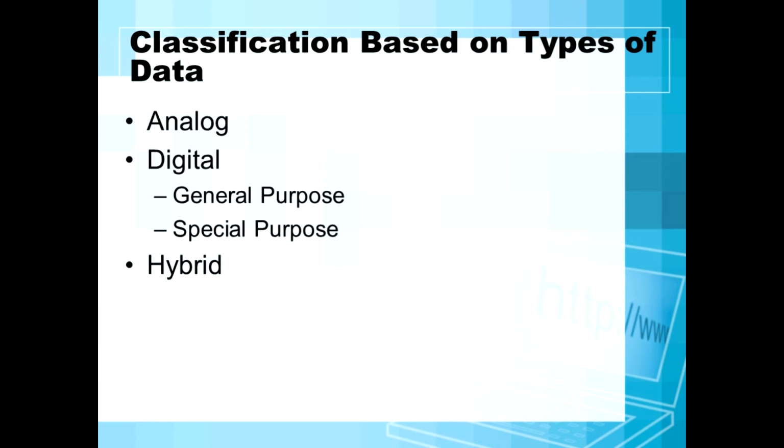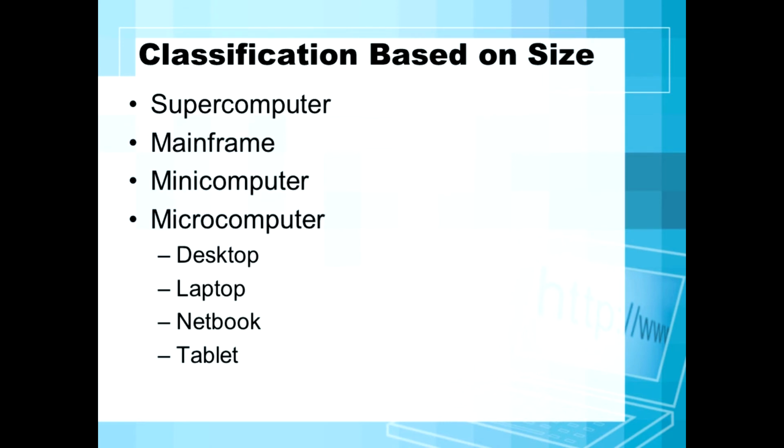Next, classification based on size. In this there are 4 kinds. They have been classified into 4 types. First one is supercomputer, next one is mainframe computer, next is mini computer, next one is microcomputer.